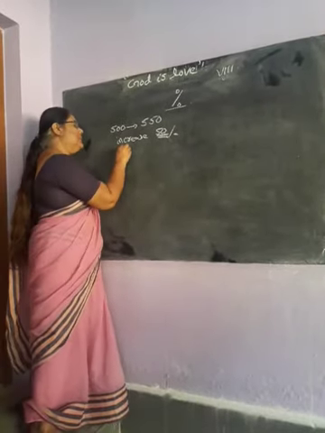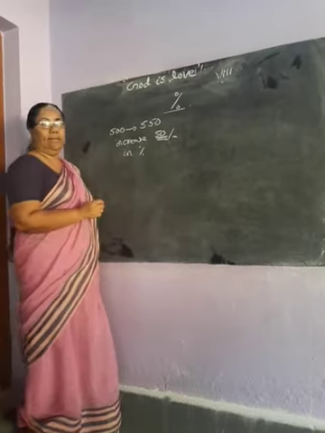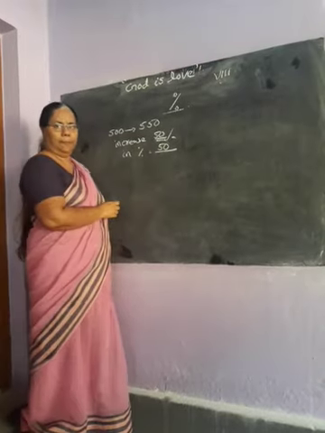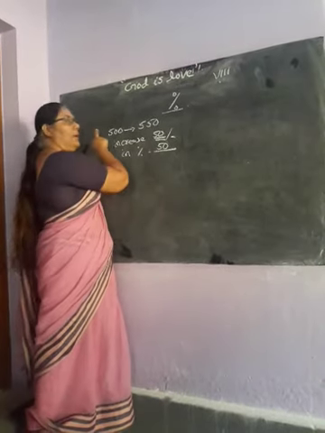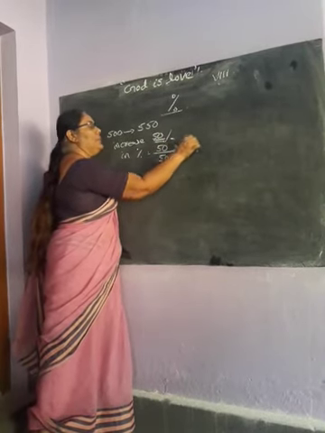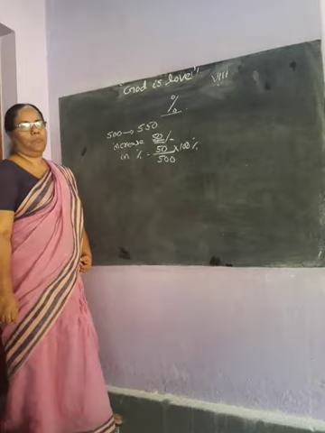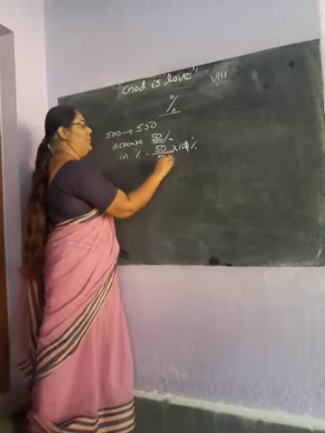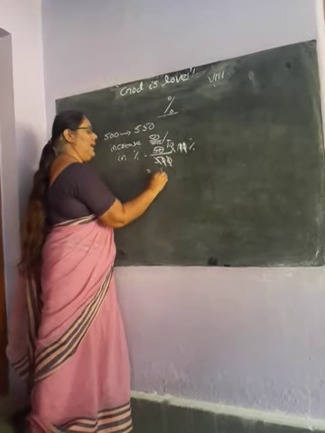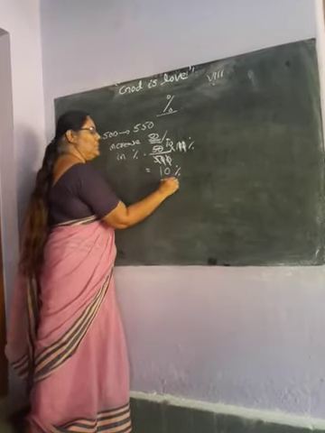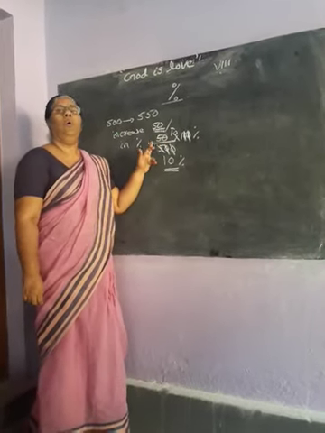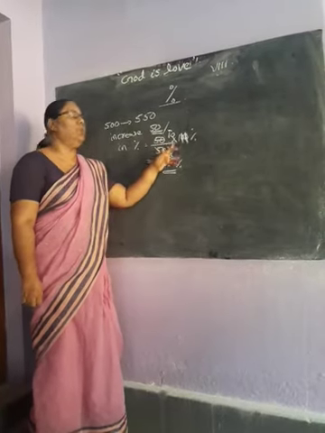Therefore, increase percent is equal to increase by original price into 100%. Understand? Now 0, 0, 0, 0 cancel, 5 and 50 cancel, you will get 10%. Increase percent means increase by original value into 100%.